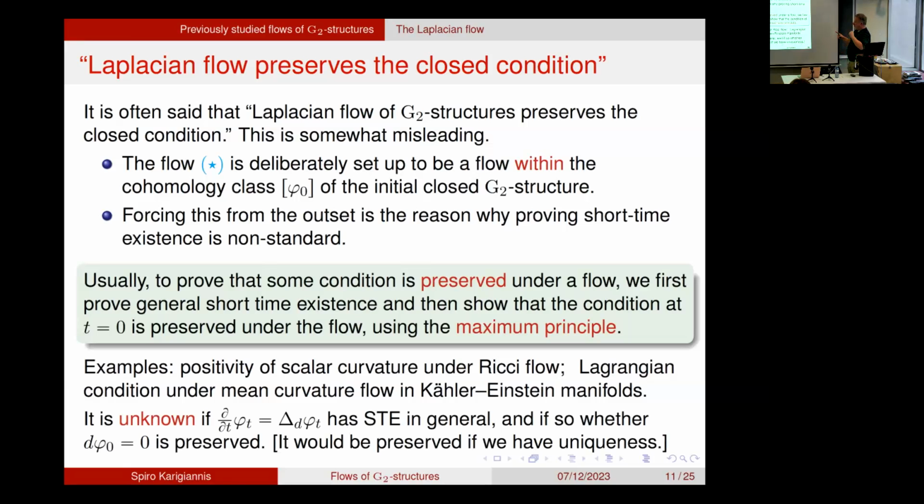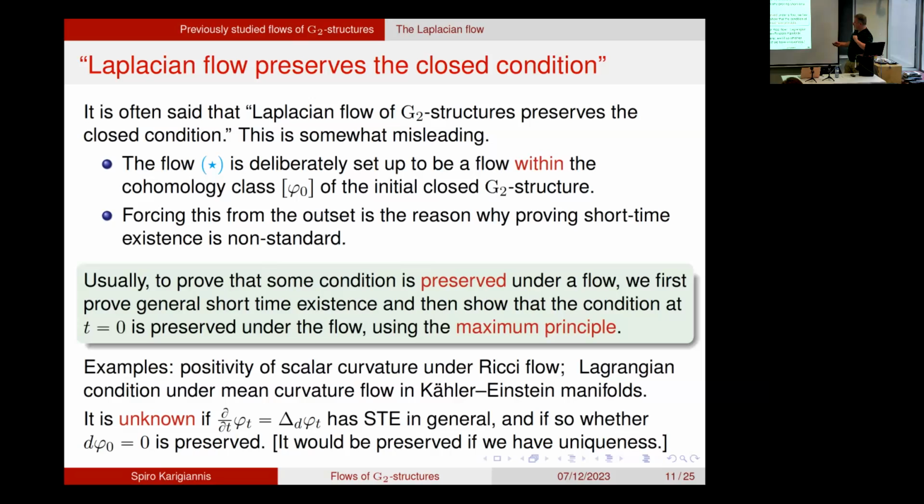So you're saying if you know that there's a solution, d phi dt is Laplace phi. Because d commutes with the Laplacian. Yeah, so if you know there's a unique solution, yes. If you know there's a unique solution to d phi dt is Laplace phi, then it has to preserve closedness.